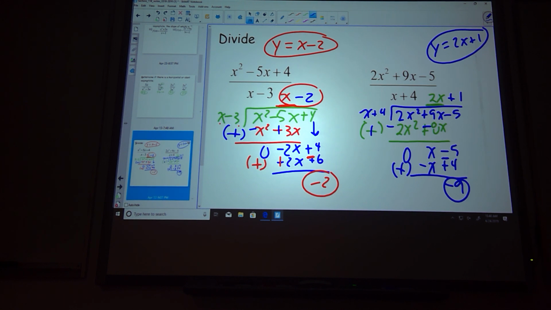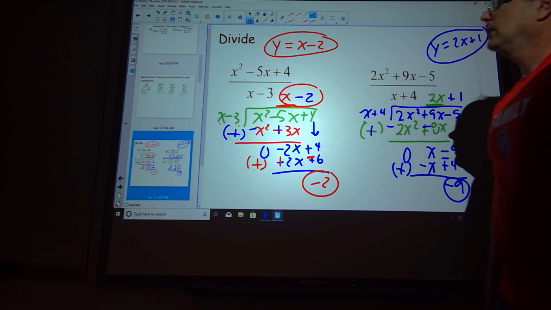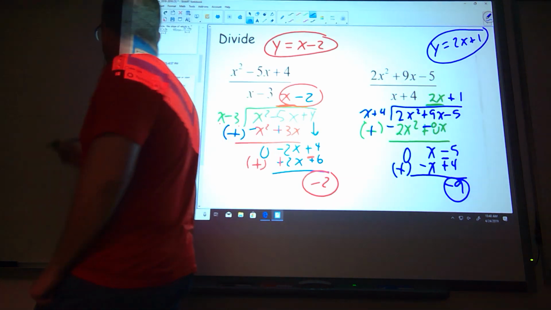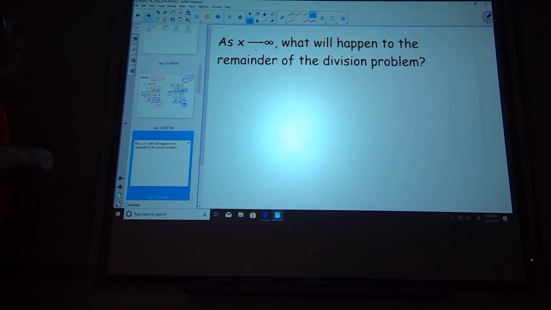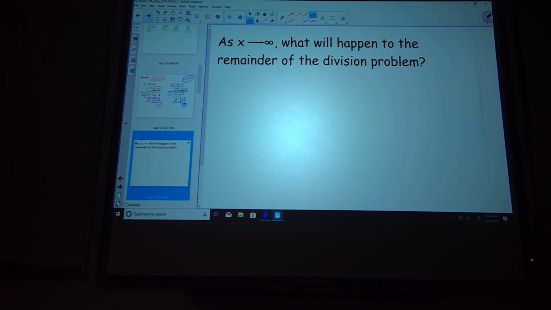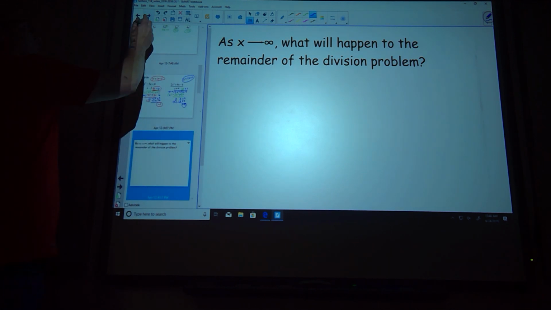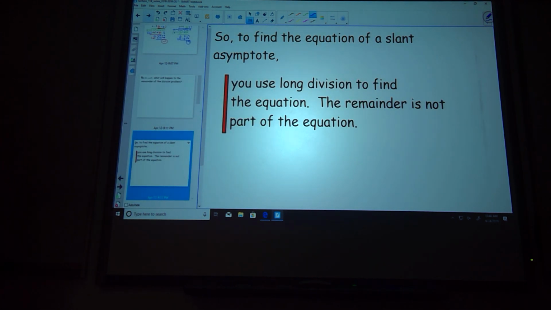Yes. All right. Can I move on? Cool. All right. So as x approaches infinity, what will happen to the remainder of the division problem? Goes away. Okay. The remainder, when you divide it, we ignore it because it goes away. It approaches 0 when you get there, so we don't have to worry about it. So to find the equation for the slant asymptote, you use long division. To find the equation, the remainder is not part of the equation.